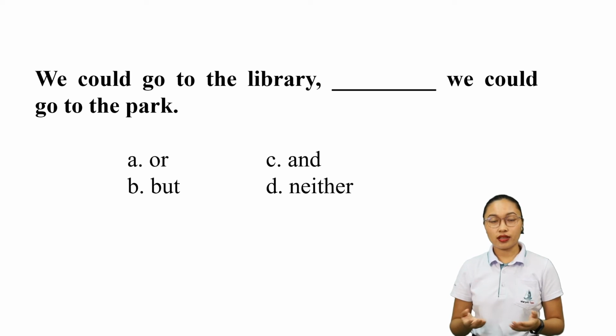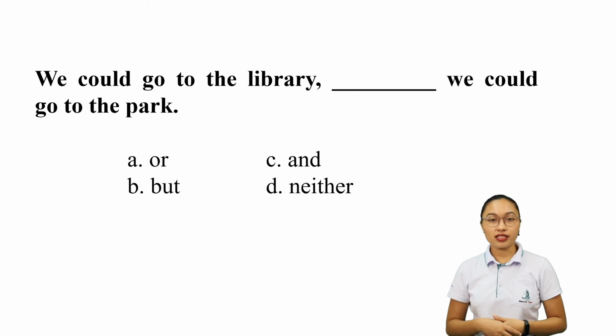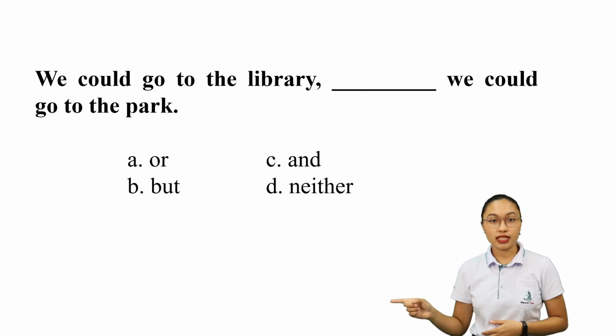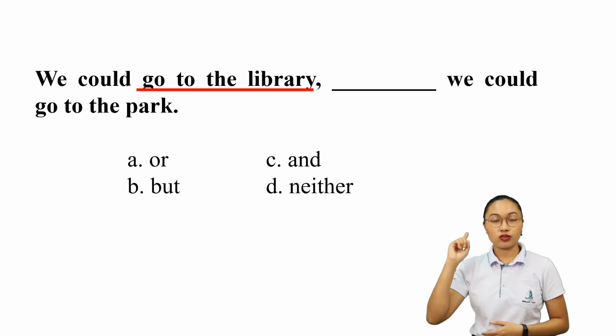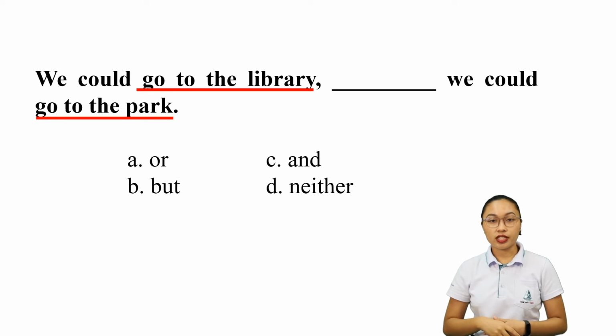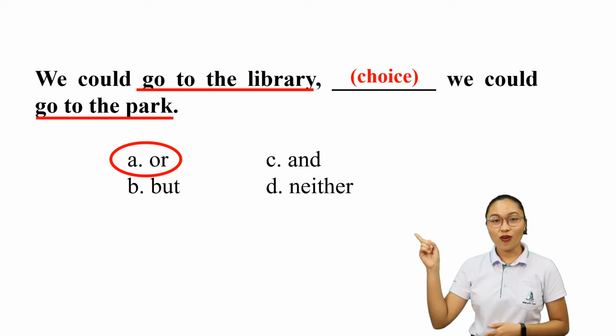Using the strategy that you learned, quickly find the answers for these following examples. First, we could go to the library, blank, we could go to the park. A, or; B, but; C, and, or D, neither. In the sentence, we have two clauses, go to the library and go to the park, which are considered as choices or options to do. So the correct answer here is A, or.